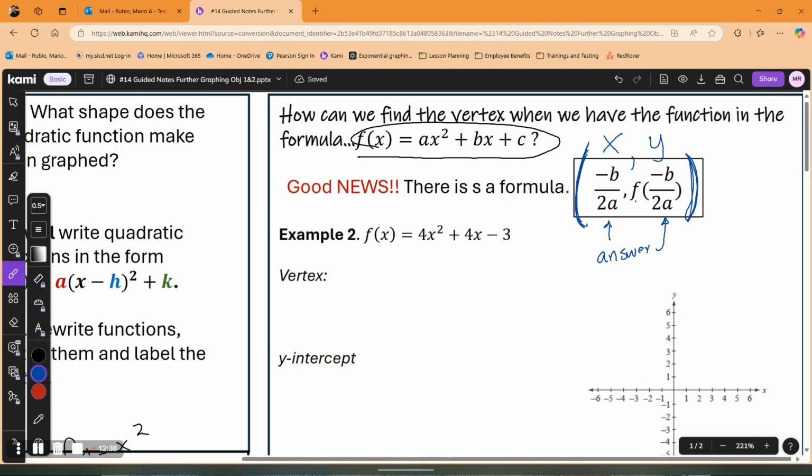Let me show you what that looks like. It's not all that complicated. So remember, you have y equals ax. Let me do different colors so it makes a little bit more sense. Remember, f of x is the same as y.